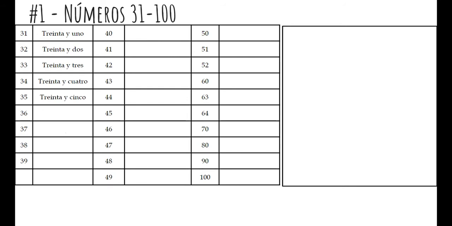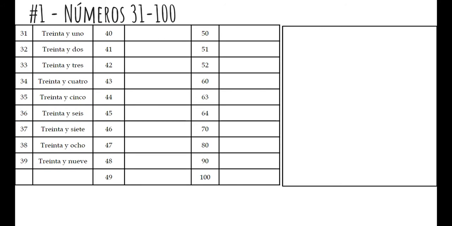34, 35, 36, 37, 38, y 39. Now, what gets interesting here is this pattern is going to continue all the way up to 100. So starting at 31, it's going to always be the decade number plus an "y" and then the single digit number. So all you really need, you already know the single digit numbers, you really just need to learn the decade numbers. And once you have those decade numbers down, you can add the single digits.